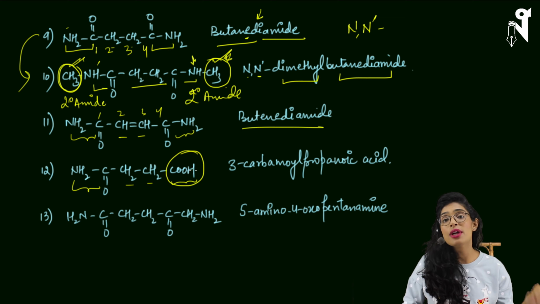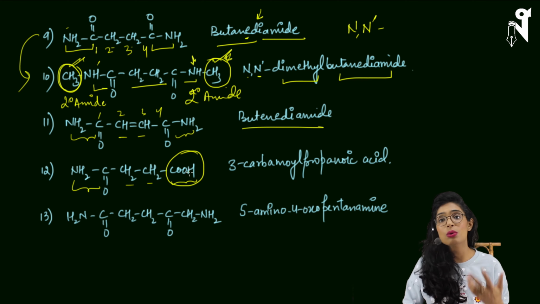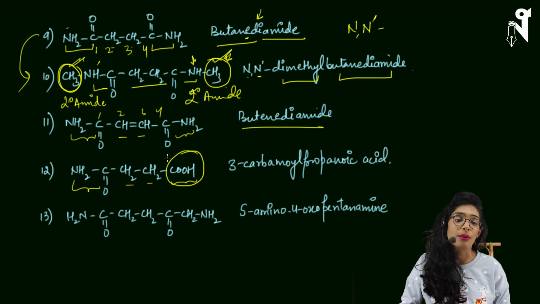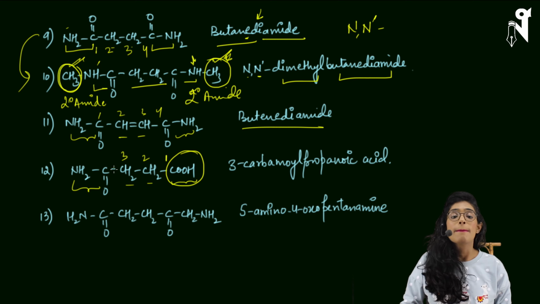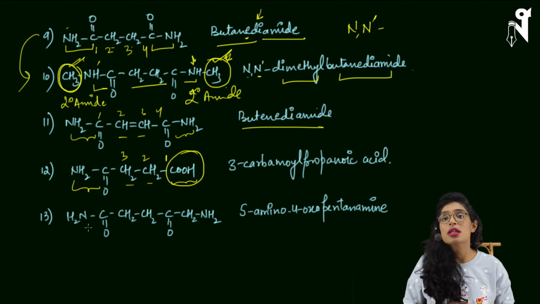Now here what we have to do is figure out which one has the higher priority. We know that carboxylic acid has the higher priority, so we'll start numbering from here. 1, 2, 3.